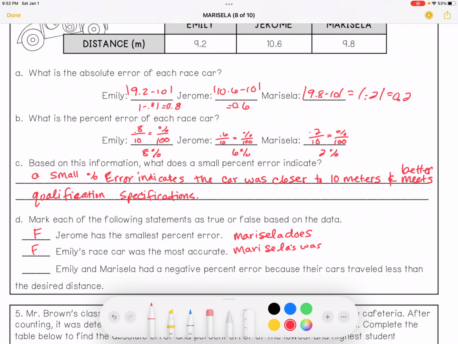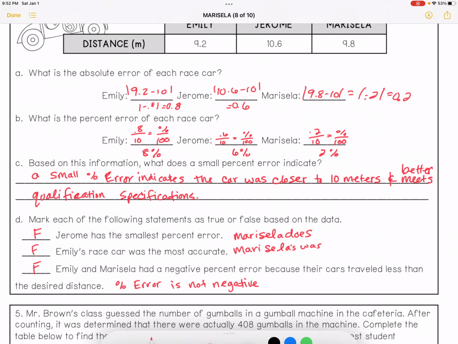Emily and Maricela had a negative percent error because their cars traveled less than the desired distance. False. Percent error is not negative. That's why we take the absolute value. We're just looking for how far away we are.